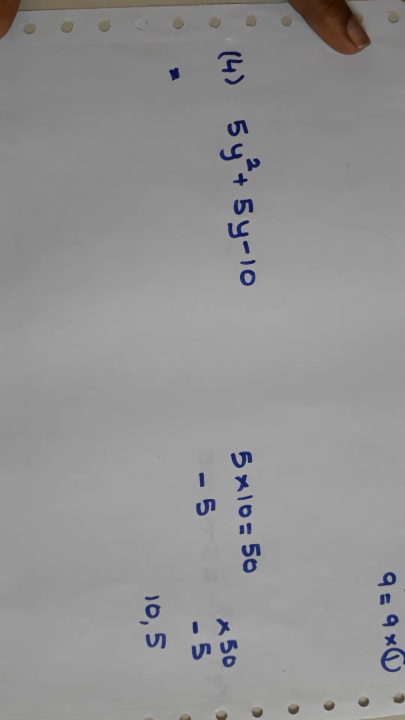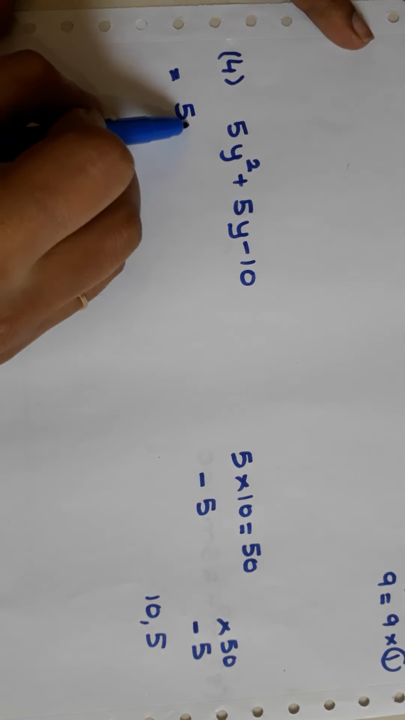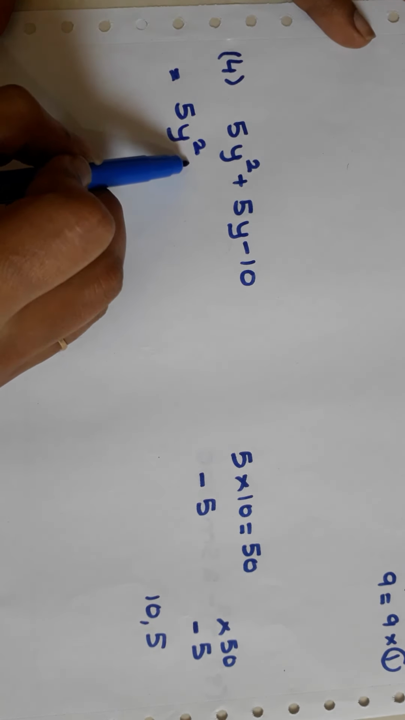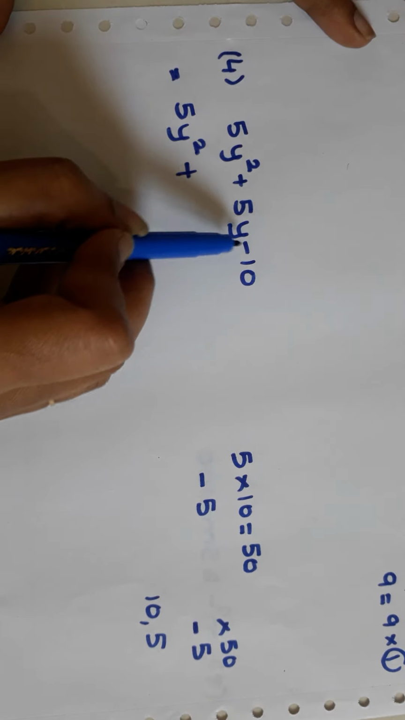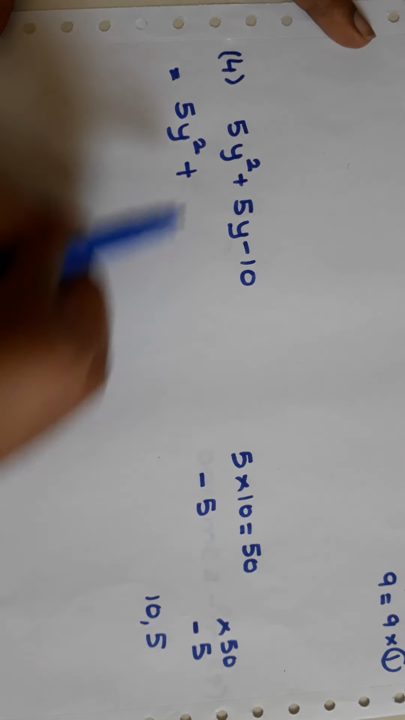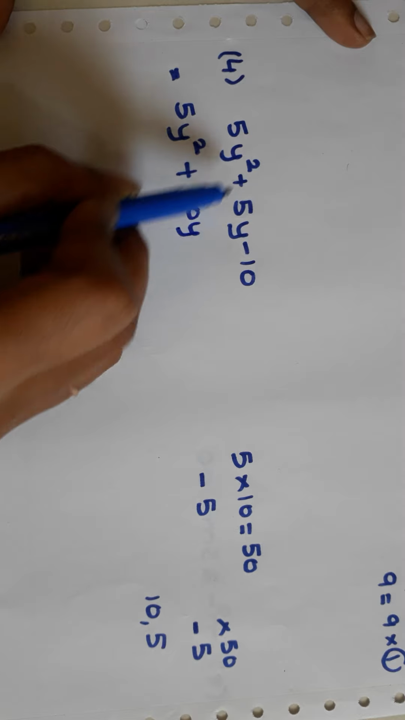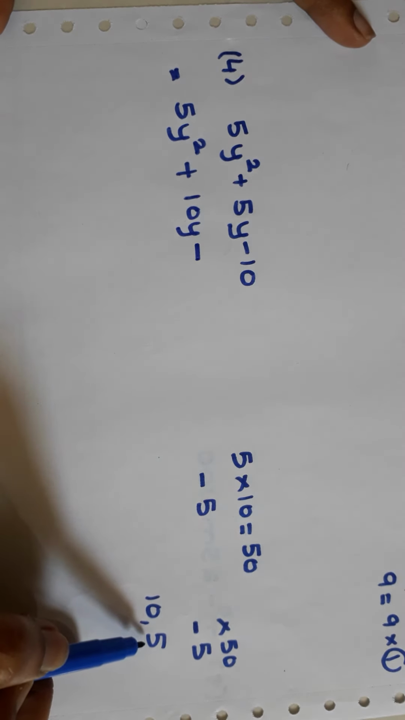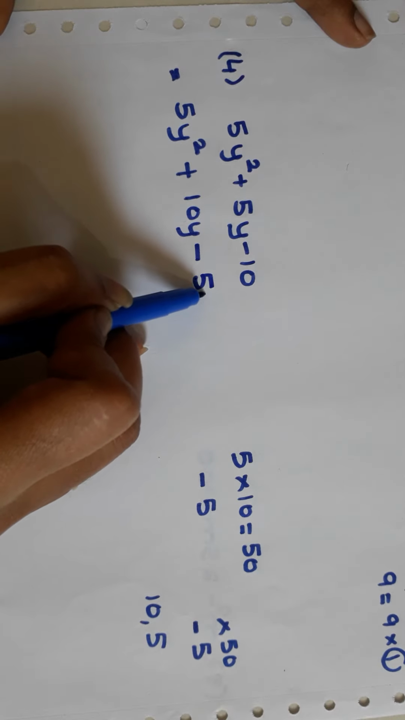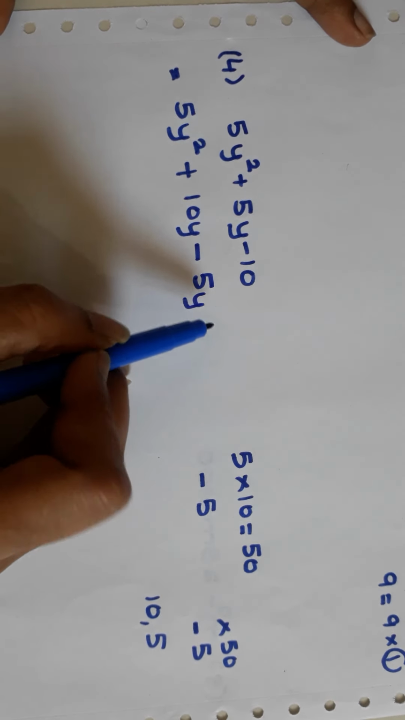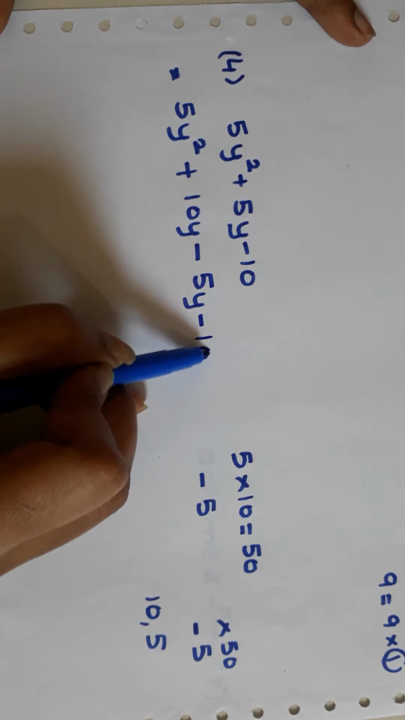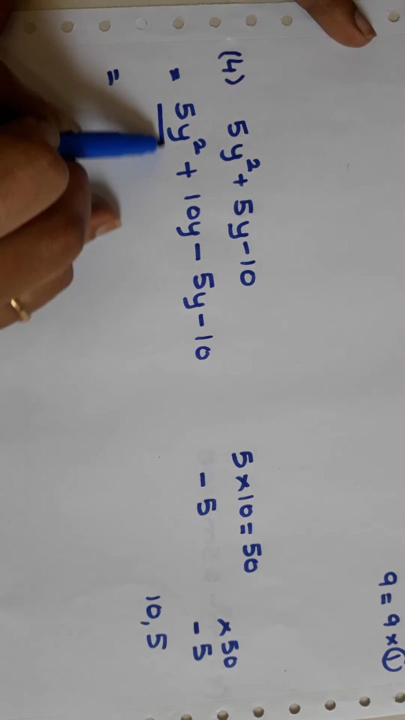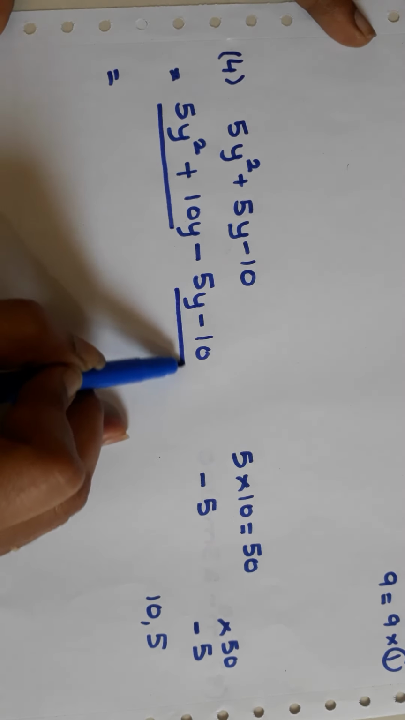So we will split only the middle term and the remaining term and sign we keep as it is. First term as it is, sign as it is. Now split the middle term. The bigger number is 10, 10y. Plus into minus, minus. The next number is 5, 5y. And the remaining term and sign as it is, minus 10. Pair up the first two terms and the last two.